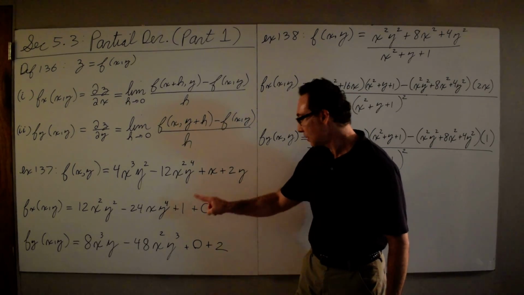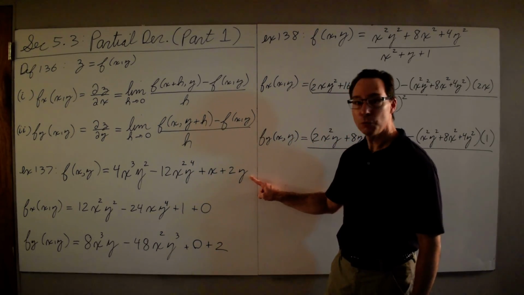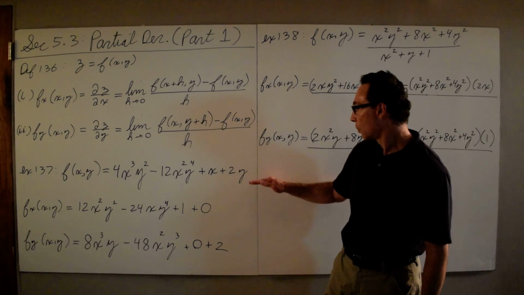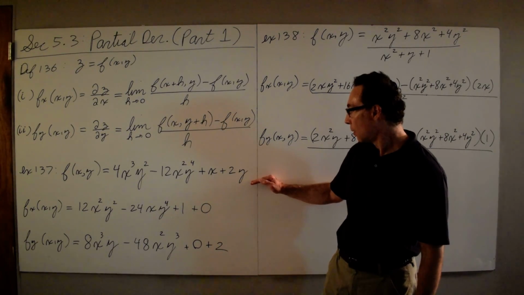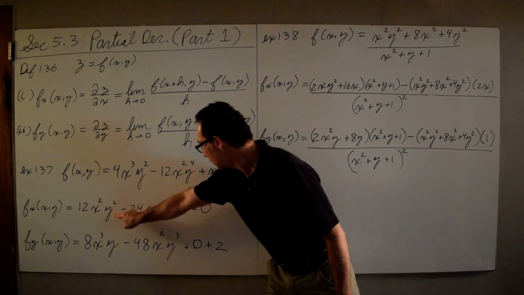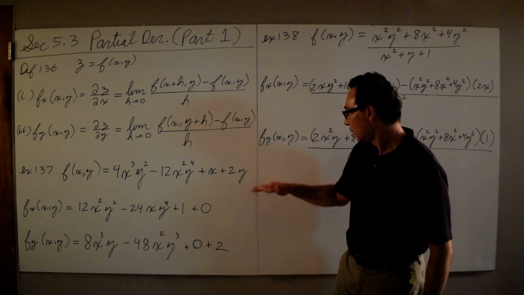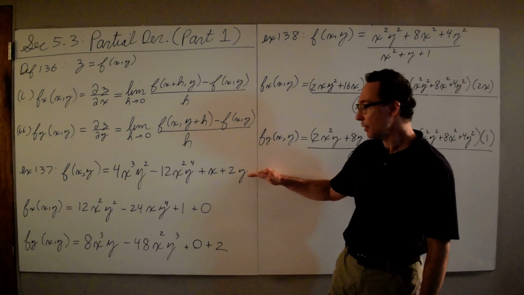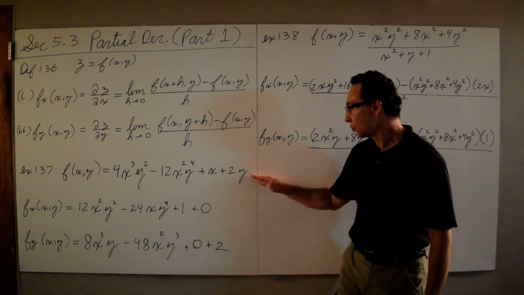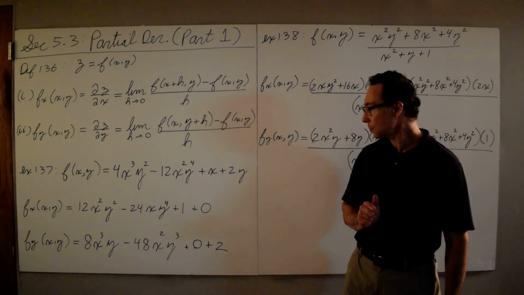The derivative of x is 1. The derivative of 2y is 0. Remember, we're treating y like a constant. All the way through, the y squared stayed the y squared, the y to the fourth stayed the y to the fourth. The partial derivative with respect to x of 2y is 0 because we're treating y like a constant.